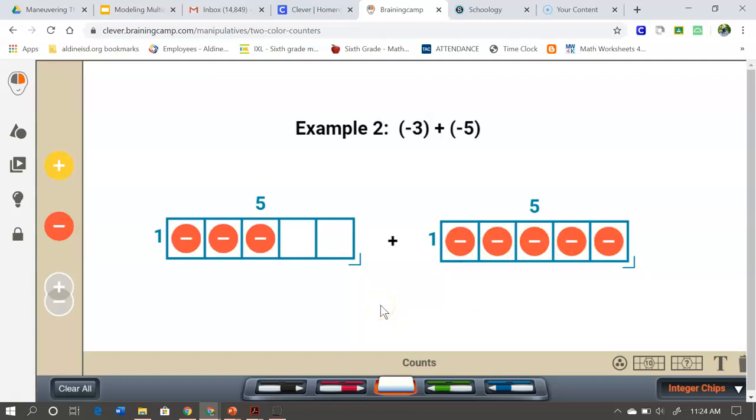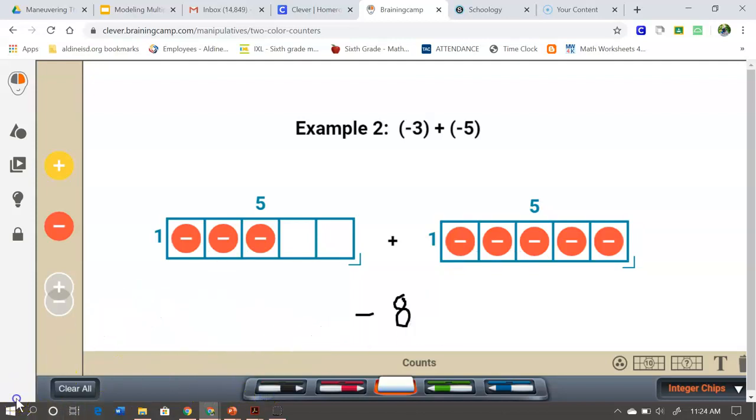So again, this answer would be negative 8 because all the colored counters are the same. So we can just add them like normal. They're all negative, so of course our answer is also negative.